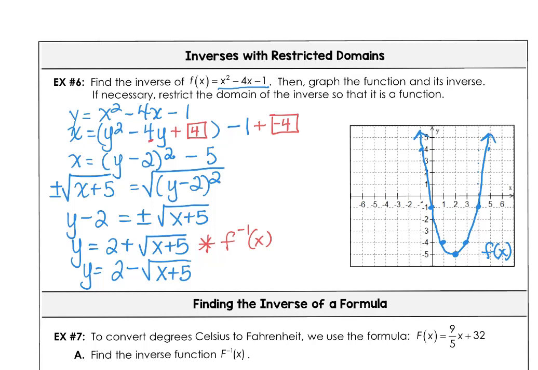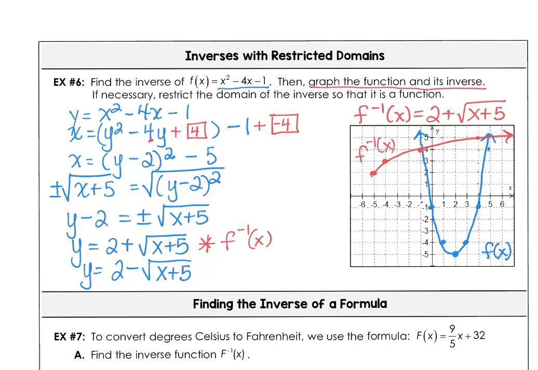But we only want to graph f inverse of x, because it said graph the function and the inverse. And the inverse has to be a function. That's the positive square root of x plus 5. So we've got a square root function that shifted 5 units left and 2 units up, and it follows the 1 up, 1 right, 1 up, 3 right, 1 up, 5 right. So this is the inverse function. This is f inverse.